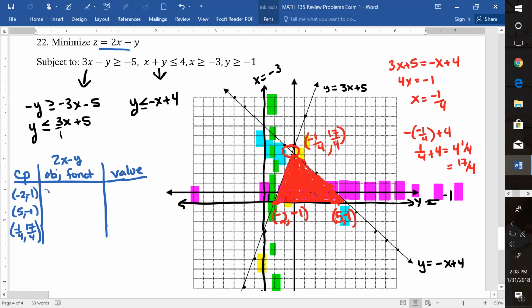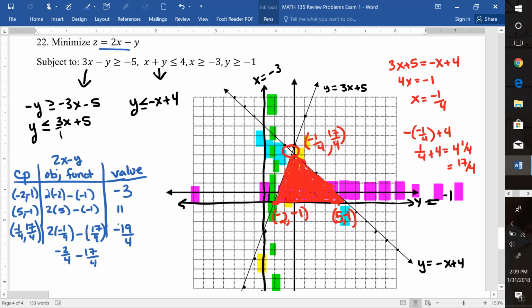So this would be 2 times -2 minus a -1. So that's -4 plus 1, so that's -3. This would be 2 times 5 minus a -1 again, so that's 10 plus 1, that's 11. And then 2 times -1/4 minus the 17/4. I would not reduce this. I would leave it as -2/4 minus 17/4, because you can add that together and get -19/4.